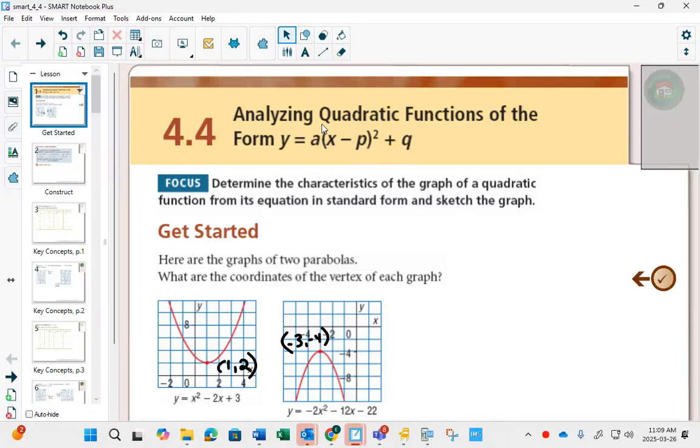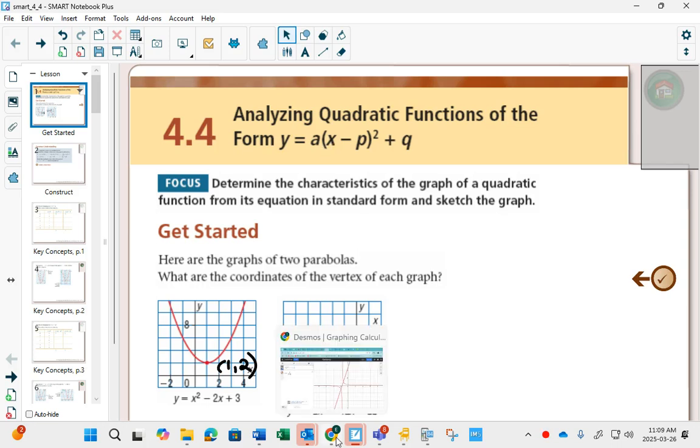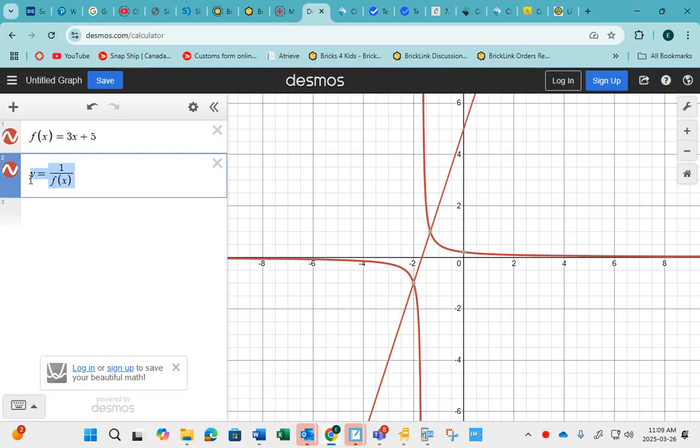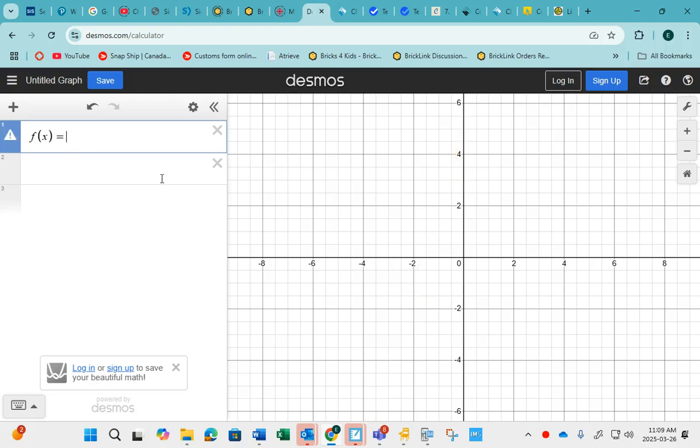So we're going to try to figure out what the A, the P, and the Q do, and we're going to go to Desmos and start off with just y equals x squared. So there's our x squared graph. And the first thing I'm going to try to figure out is, what does the P do?